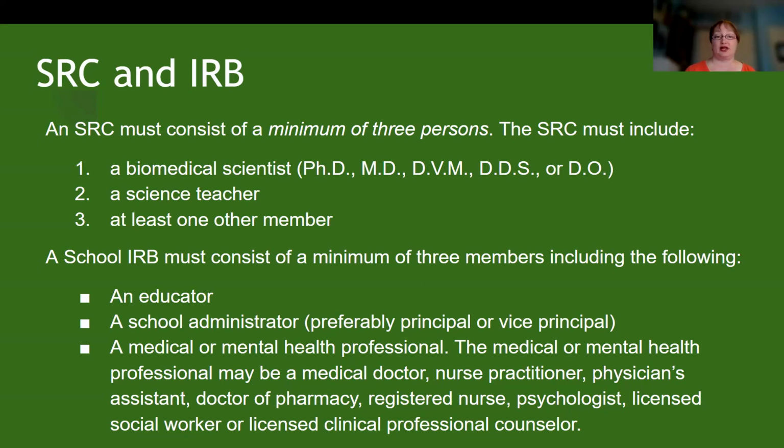So for your local IRB, you have to have, again, a teacher, a school administrator, so principal, vice principal is best, and a medical or mental health professional. This is because you're going to be doing an experiment involving humans, so you need someone who understands the effects of different things on humans. Your school nurse, your school counselor are both really good options for that.